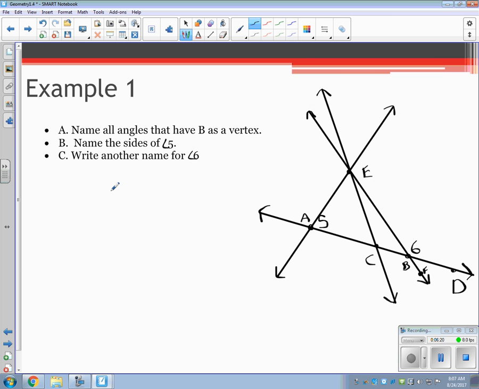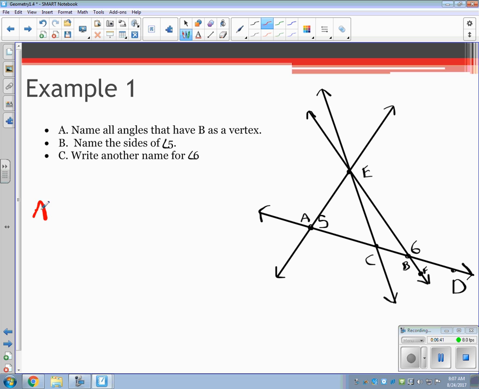So example 1, I'd like you to try to draw this, and then we're going to name some things. Name all angles that have B as a vertex, name the sides of angle 5, and write another name for angle 6. You might need to pause it at this point to give yourself some time to write this down, but I'm going to go ahead and get started.